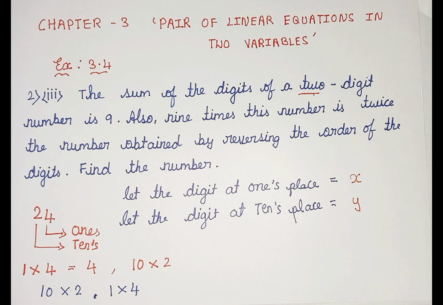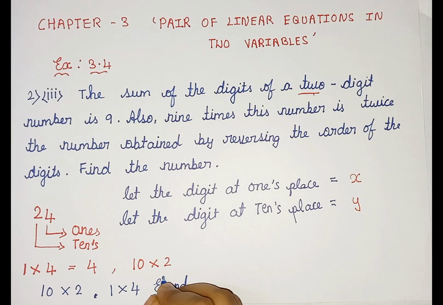Here I wrote it like this, isn't it? Remember why I wrote it like this. If someone asks you to expand ones and tens place, we expand it like this: 10 into 2, and then 1 into 4. Why 1? Because 4 is in the ones place, that's why 1 into 4. And why 10? Because 2 is in the tens place, so 10 into 2. So this is the meaning of expand.